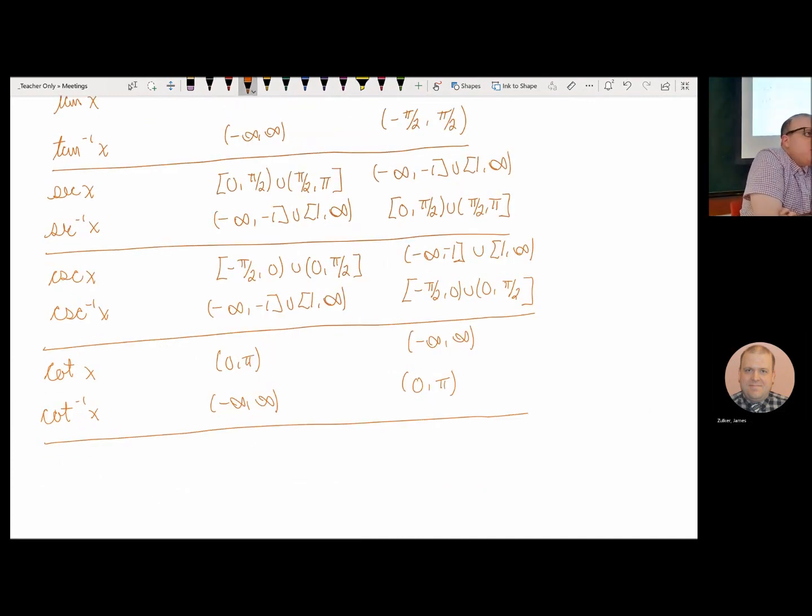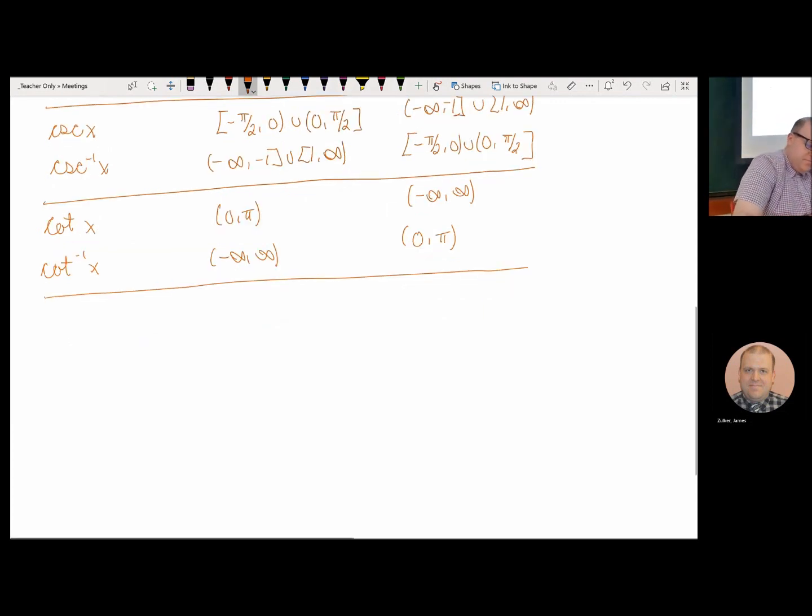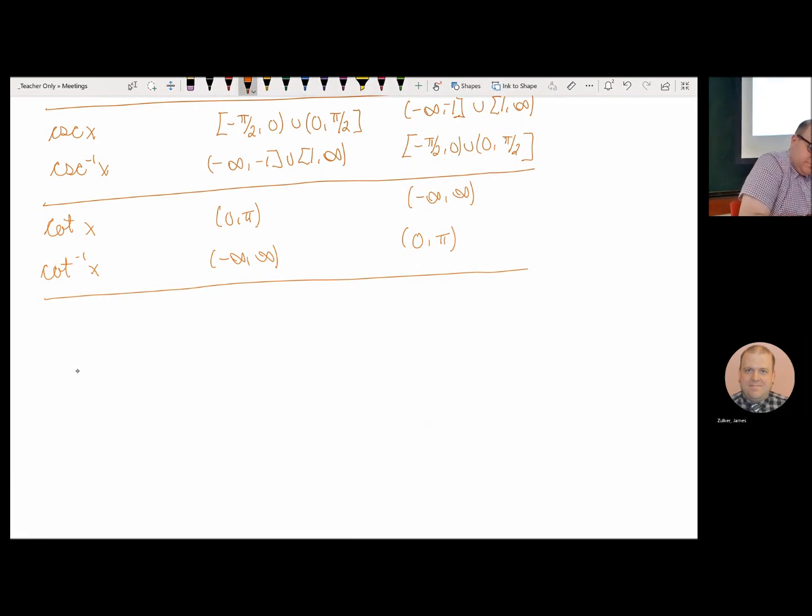The definition of the inverse trig functions: I'm not going to write out all 6. I'm only going to write out sine because they're all the same. You just switch the function. y equals inverse sine of x if and only if x equals sine of y. Again, similar to the definition for the logs.